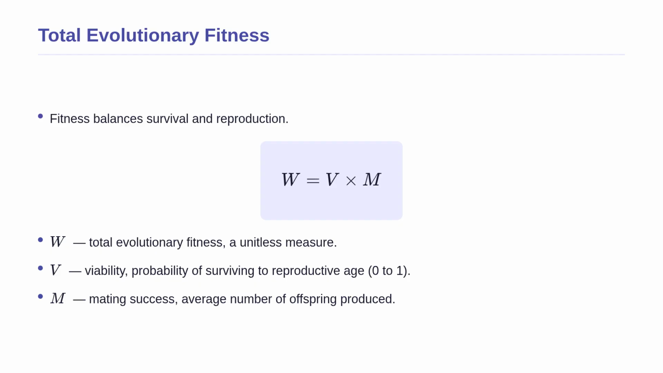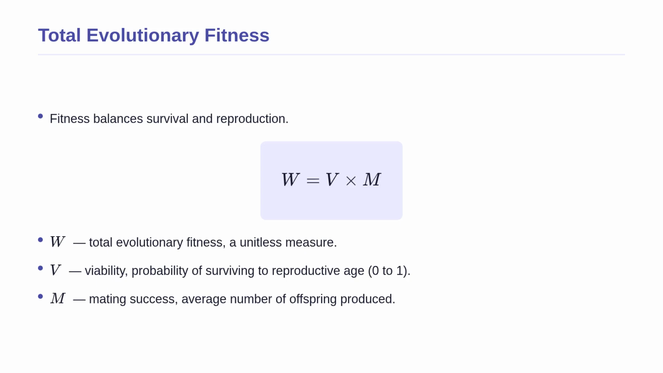Now that we know what sexual selection is, let us look at the mathematics behind these evolutionary trade-offs. Fitness is not just about living a long time. It is the product of how long you live and how many times you successfully mate. This brings us to our fundamental formula.